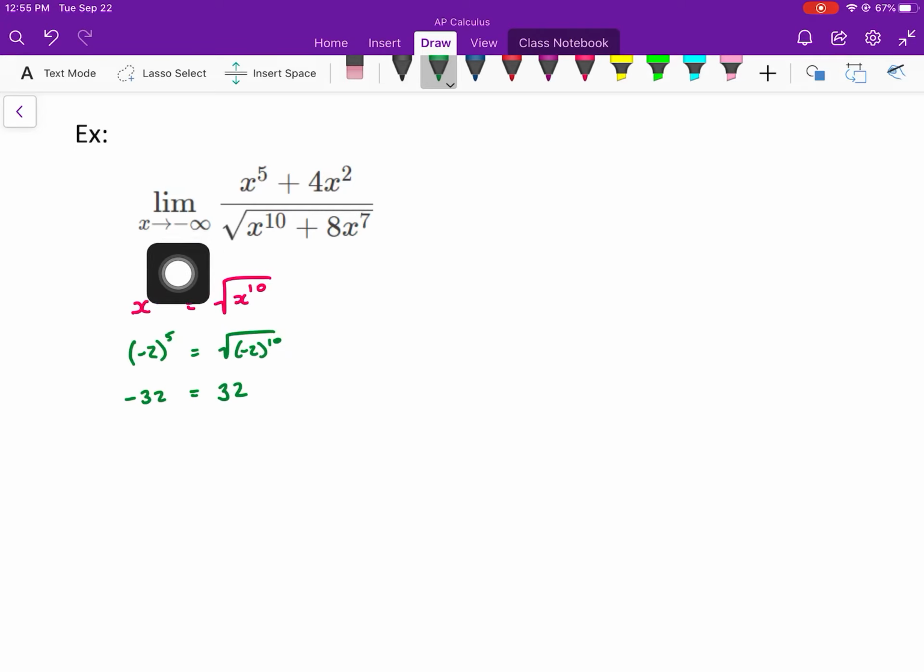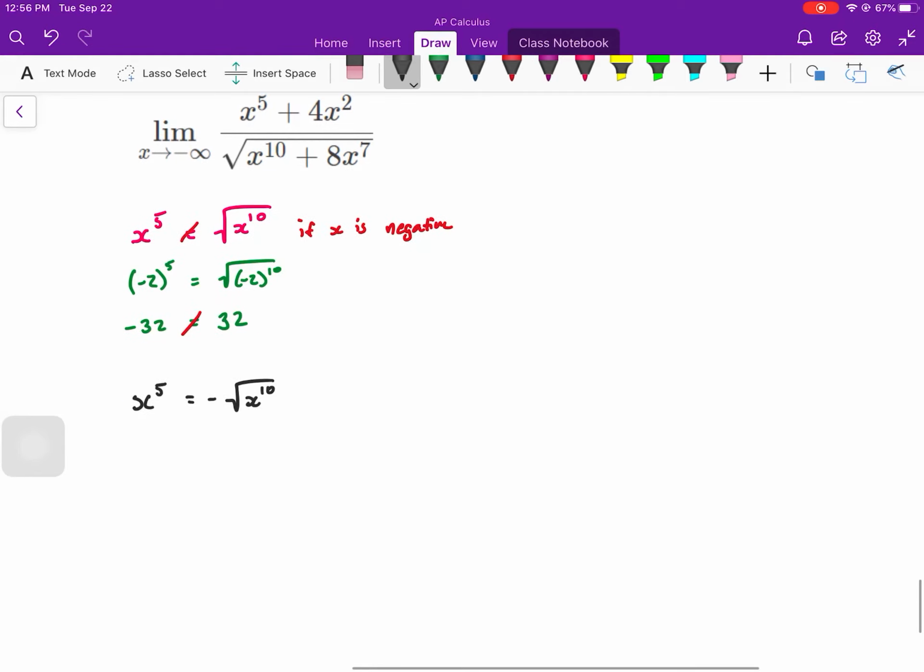X is going to negative infinity, so our x is negative. So we run into this issue right now. That's not truly equivalent. It's not equivalent if x is negative. What we could say, though, is that x to the 5th equals negative square root of x to the 10.